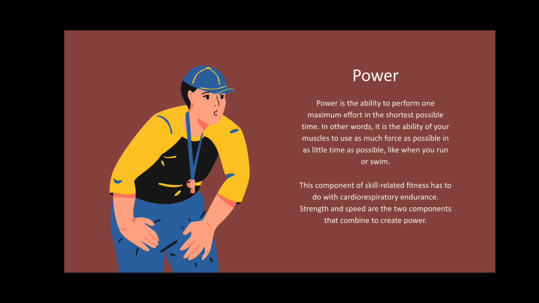In case of power, power is the ability to perform one maximum effort in the shortest possible time. In other words, it is the ability of muscles to use as much force as possible in as little time as possible, like when we run or swim. This component of skill related fitness has to do with cardiorespiratory endurance. Strength and speed are the two components that combine to create power.